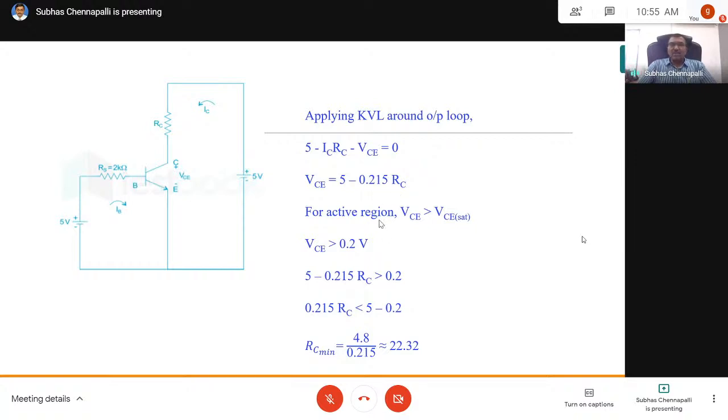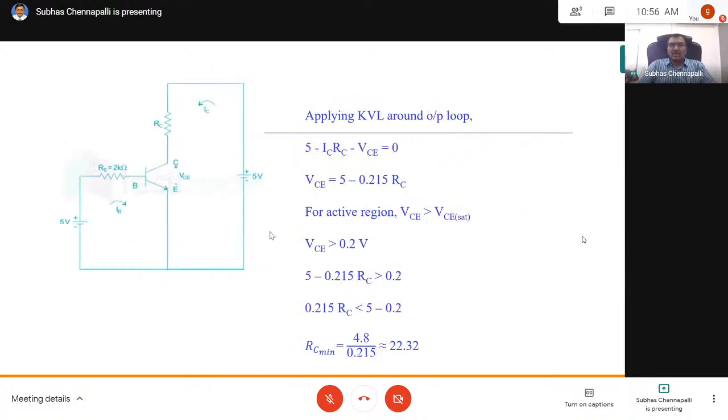For the active region, VCE should be more than VCE sat. So 5 minus 0.215 RC should be more than 0.2 to be in the active region. So apply this and calculate. Finally, RC should be less than this, and we will get 22.32.